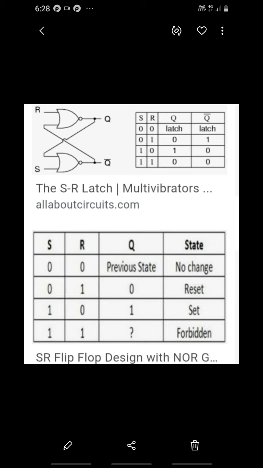1, this 1 and this 0, 1 0, 1 0, this 0, okay, and this 0 and 0, sorry, this 0 and this 0 is 1, so this is 1, so q is 1, q bar is 0, so this is set.